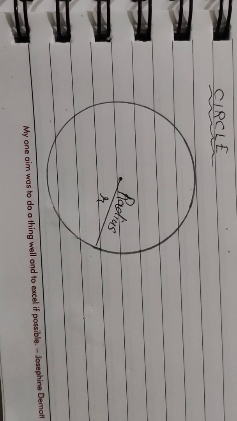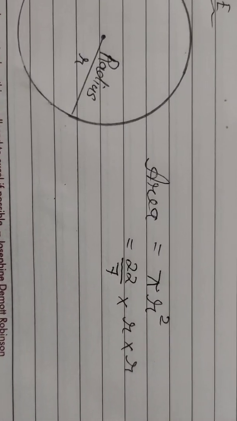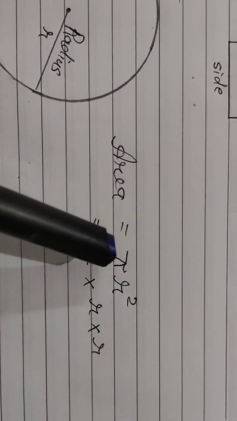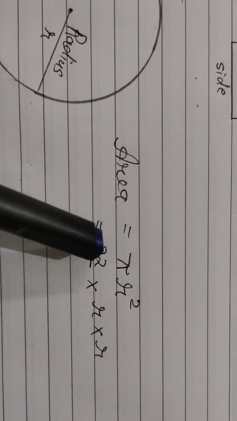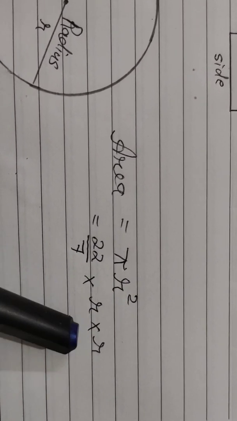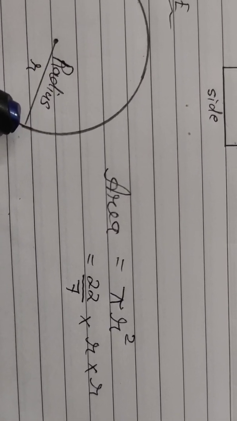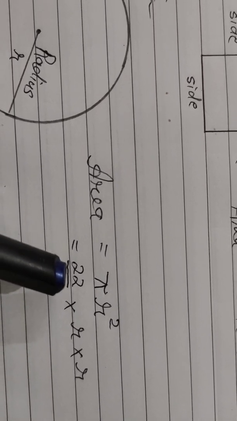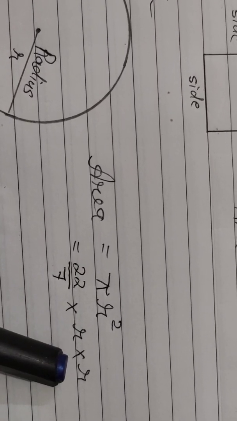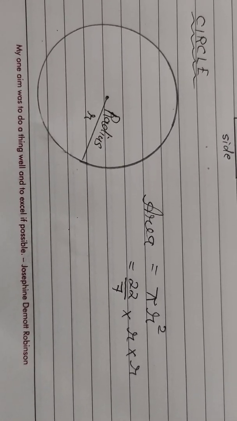Now how do we find the area of a circle? Here is the formula: pi r square. Pi is a constant whose value is 22/7. R square means r multiplied by itself 2 times. Now suppose the value of the radius is 3 centimeter. Then the area will be 22/7 into 3 centimeter into 3 centimeter. So this is how you find the area of a circle.